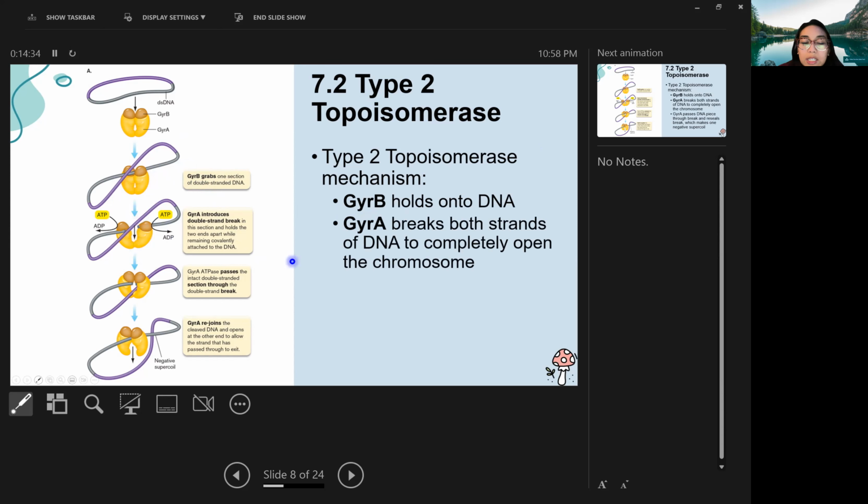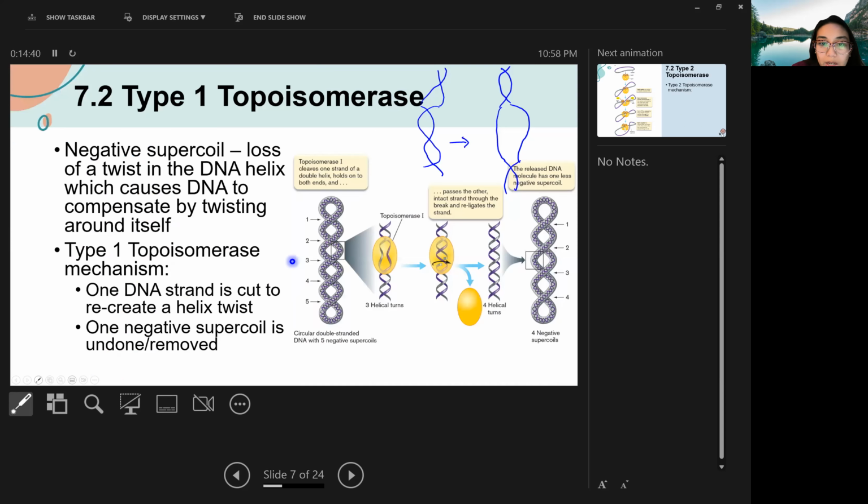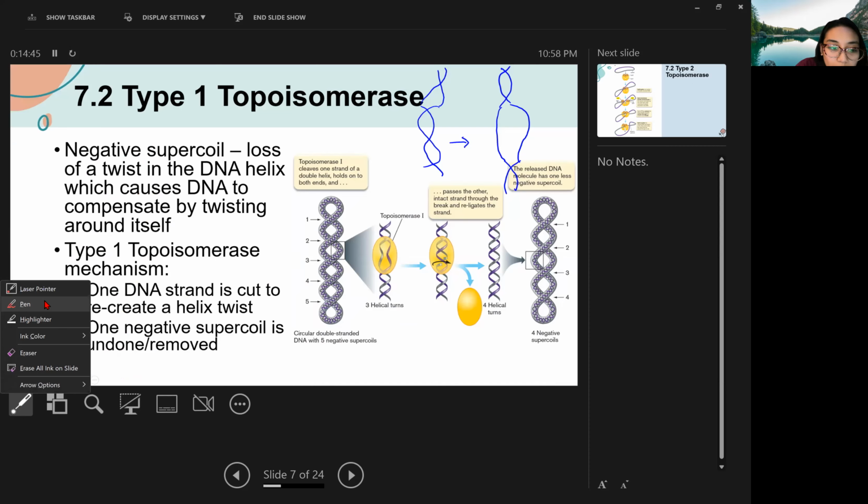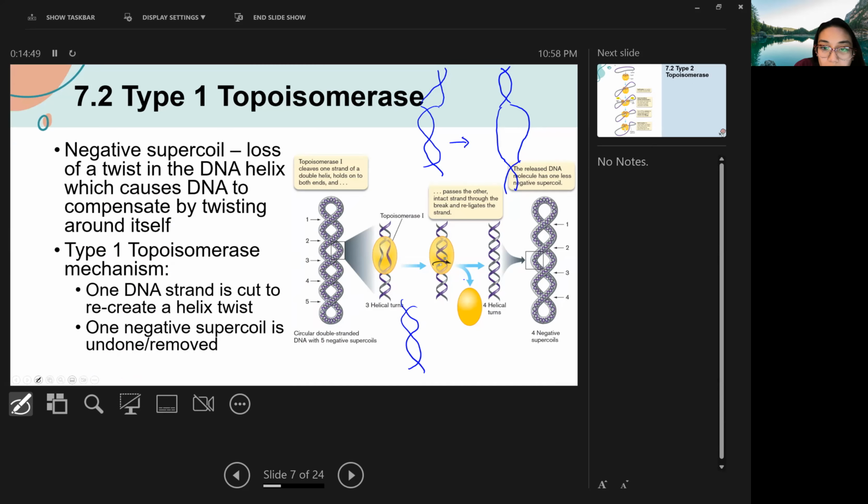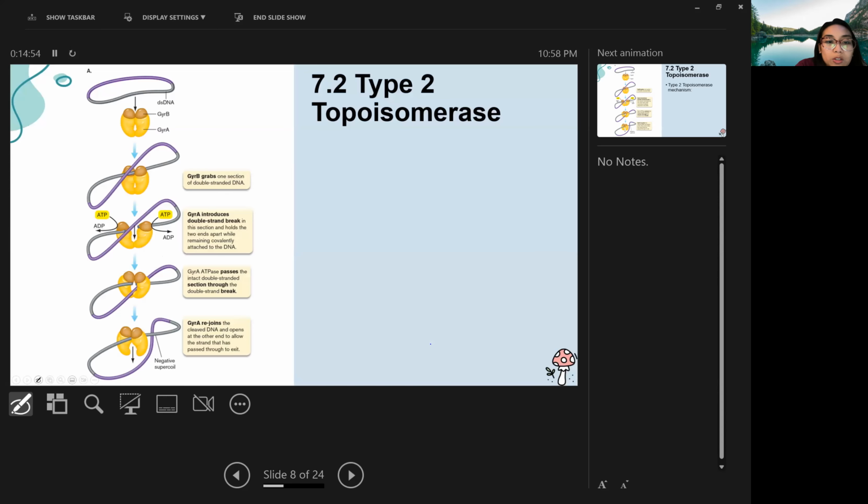Now, this isn't a single strand break. This is a double stranded break, meaning that it completely cuts the whole DNA off. So let me go back over here. So here, we have our DNA strands, right? You know how you have the double helix. So topoisomerase 1 only breaks one. Okay, there's only one cut. But for topoisomerase 2, if you have a strand of DNA here, it breaks both strands. So it basically completely breaks open the DNA rather than just one strand.